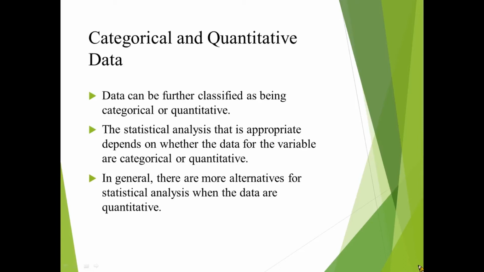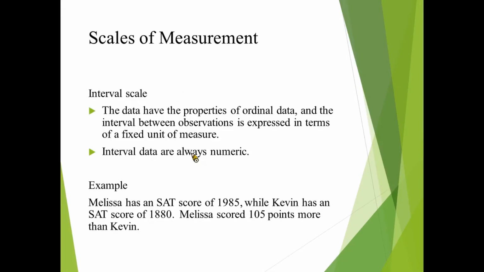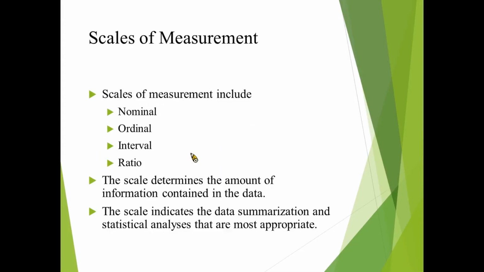Okay. So the next one is you can see the data can further classify as being the category of quantitative data. So the label or name are used to identify an attribute of each element. So you can see this table we already talked about.